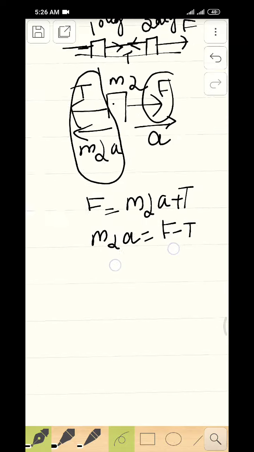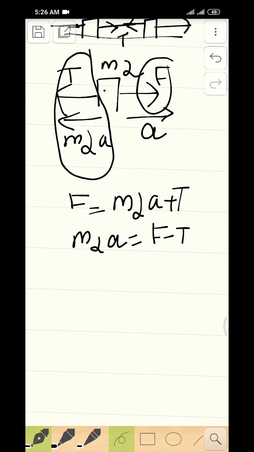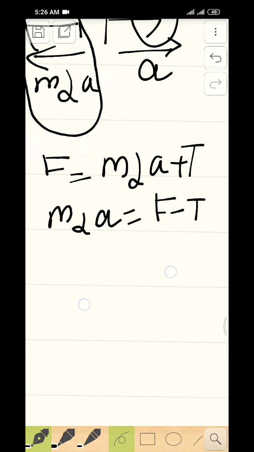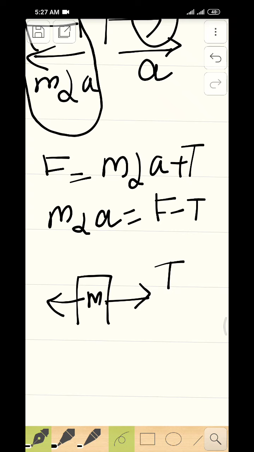But in the case of the body m1, or the body A, only the tension and the force due to acceleration act. The tension will be in the right hand direction, and the force due to the acceleration, m1a, will be in the opposite direction, the left hand direction. So we can say m1a is equal to the tension T.